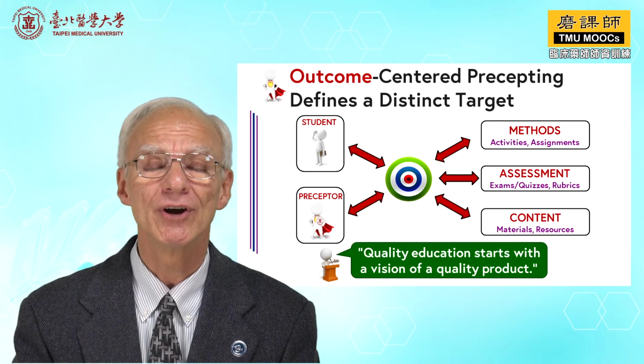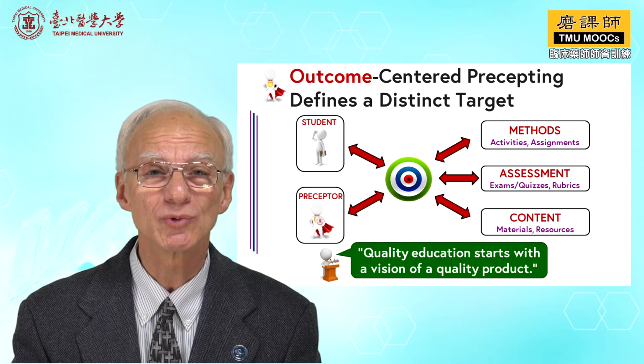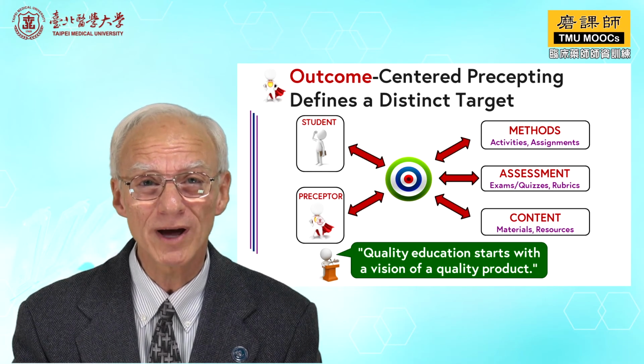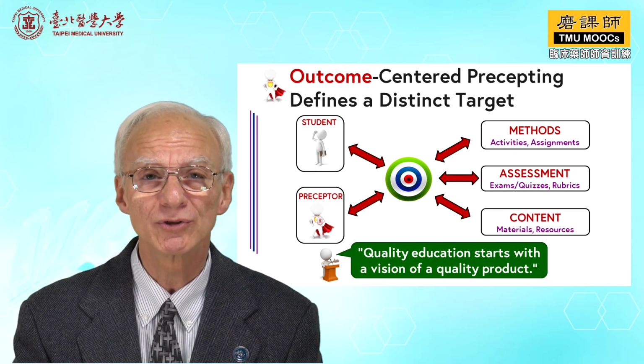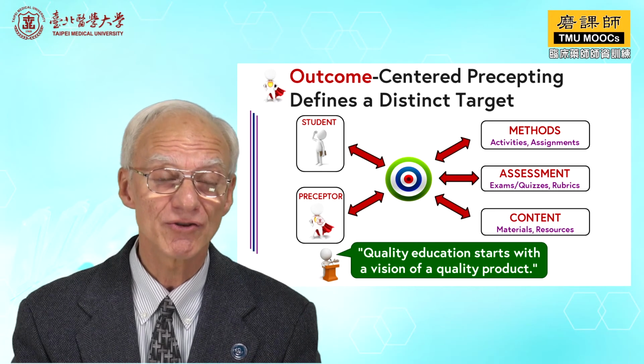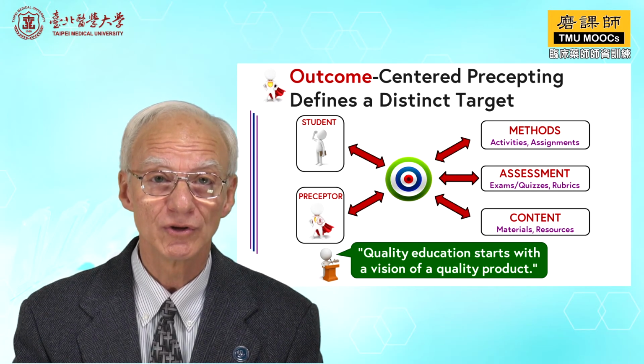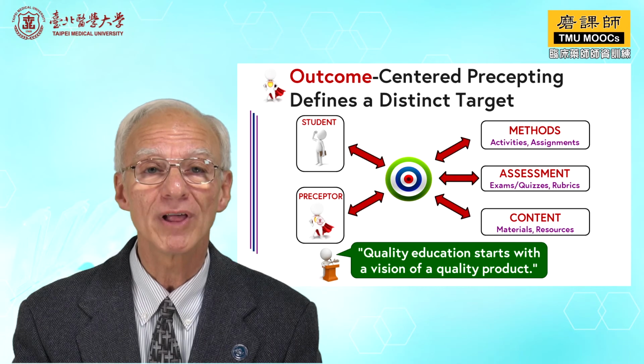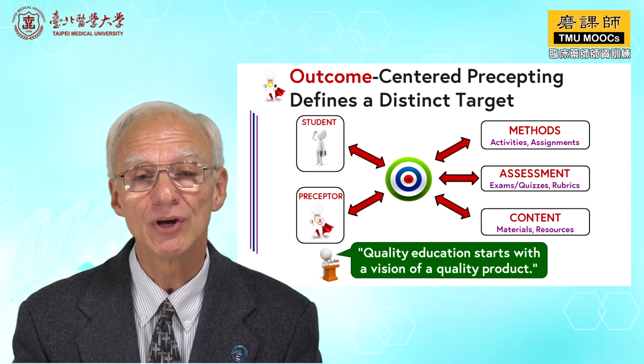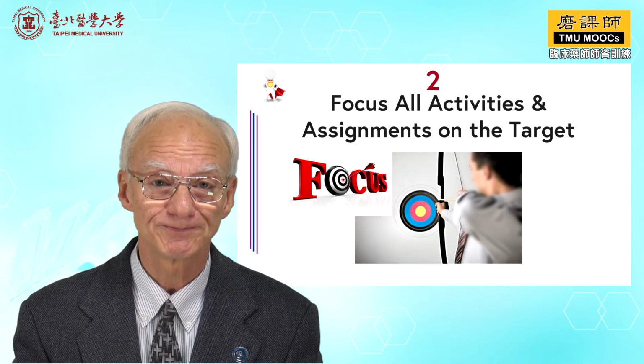The bottom line here is that quality education starts with a vision of a quality product. It's up to the preceptor to establish that vision and share that vision with the student, so that all activities, all efforts during the rotation are geared toward achieving those outcomes.